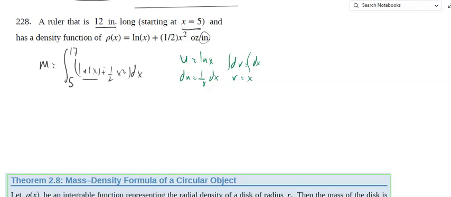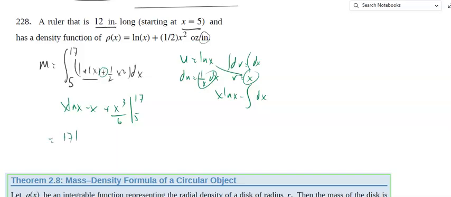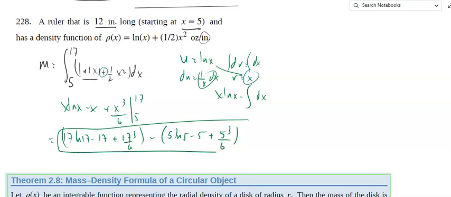So pretty much what I'm doing here is splitting this up. The first piece is going to give me x natural log of x minus the integral. If you multiply those, they cancel out, and this is simply x cubed over 6, evaluated from 5 to 17. So that is 17 natural log of 17 minus 17 plus 17 cubed over 6, minus 5 natural log of 5 minus 5 plus 5 cubed divided by 6. Whatever that is.